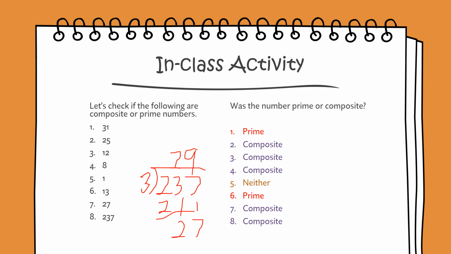So just remember, if you're looking for the difference between a prime and a composite number, ask yourself, does it end with an even number? Does it end with a 5? Is it divisible by 3? Or is it divisible by 7?